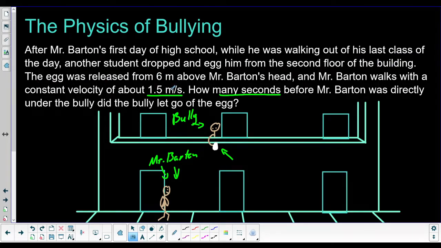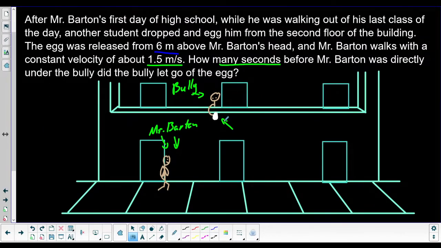The egg was released from 6 meters above Mr. Barton's head. Normally you have to measure a height and then measure the height of me, and there's a bunch of stuff, but I'm going to just simplify it. This distance from the egg's release to where my head will be is 6 meters. We already did the math. My velocity here is 1.5 meters per second.